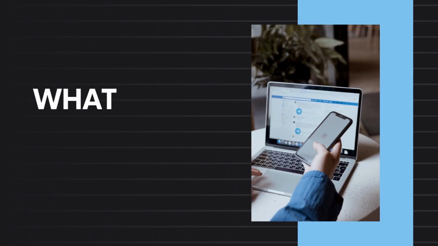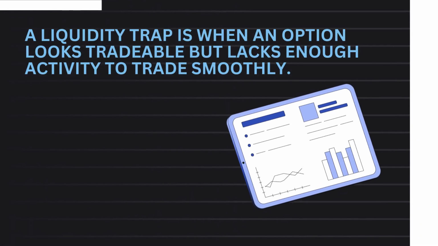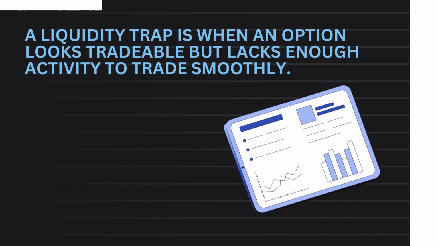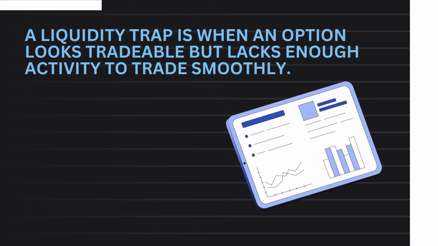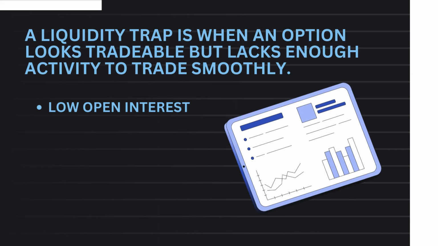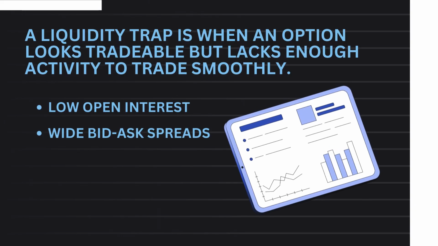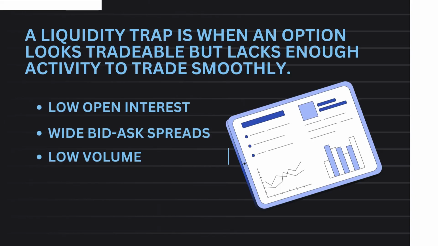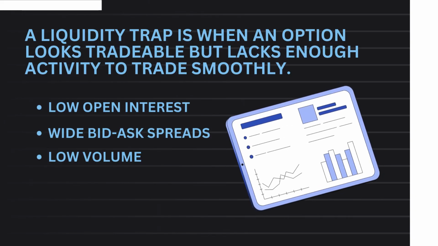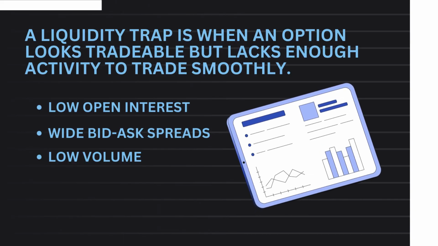What is a liquidity trap? A liquidity trap happens when an options contract looks tradable, but in reality, there isn't enough market activity to enter or exit efficiently. You'll notice things like low open interest, very few contracts outstanding, wide bid-ask spreads. You might see a bid at 50 cents and an ask at $1.50. Low volume, hardly any trades going through. On paper, it looks like an opportunity. In practice, it means you could get stuck, unable to trade at a fair price.